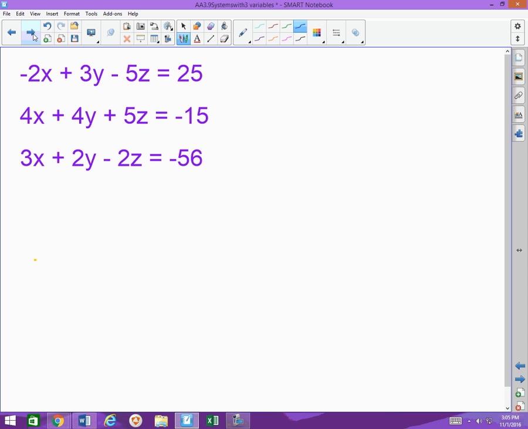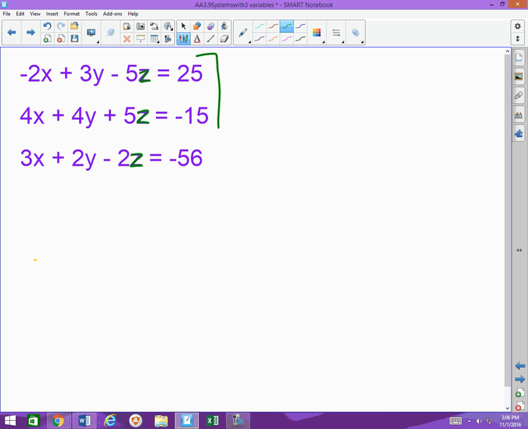Looking at another example. Try to eliminate a variable. Let's see, here we have 2, 4, and 3. Here we have 3, 4, and 2. And here we have 5, 5, and 2. I think we'll try to eliminate z in this case.